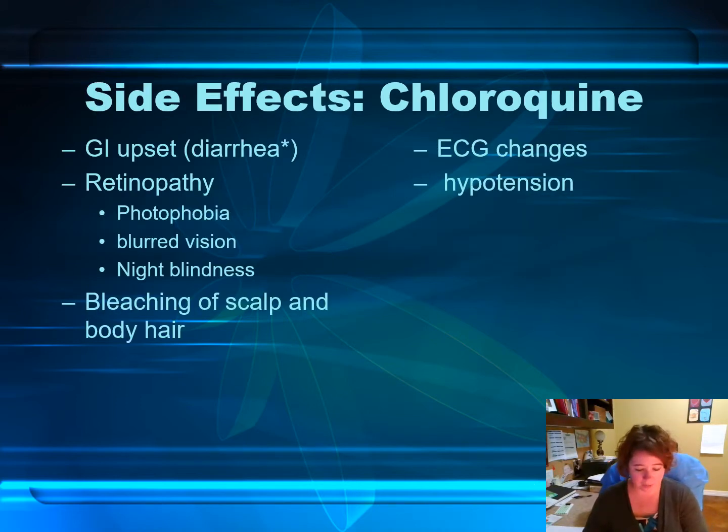Here's the side effects of the chloroquine. Want to make sure that we're watching out for their vision. Bleaching of the scalp and body hair. It can be a real problem, especially where there are a lot of our native Africans. EKG changes and hypotension. The other thing that we can give for patients whenever they're going overseas for anti-malaria is you can actually give them just doxycycline, and they just take it for a week. The day they leave America, and then they take it for 6 weeks after they return home.